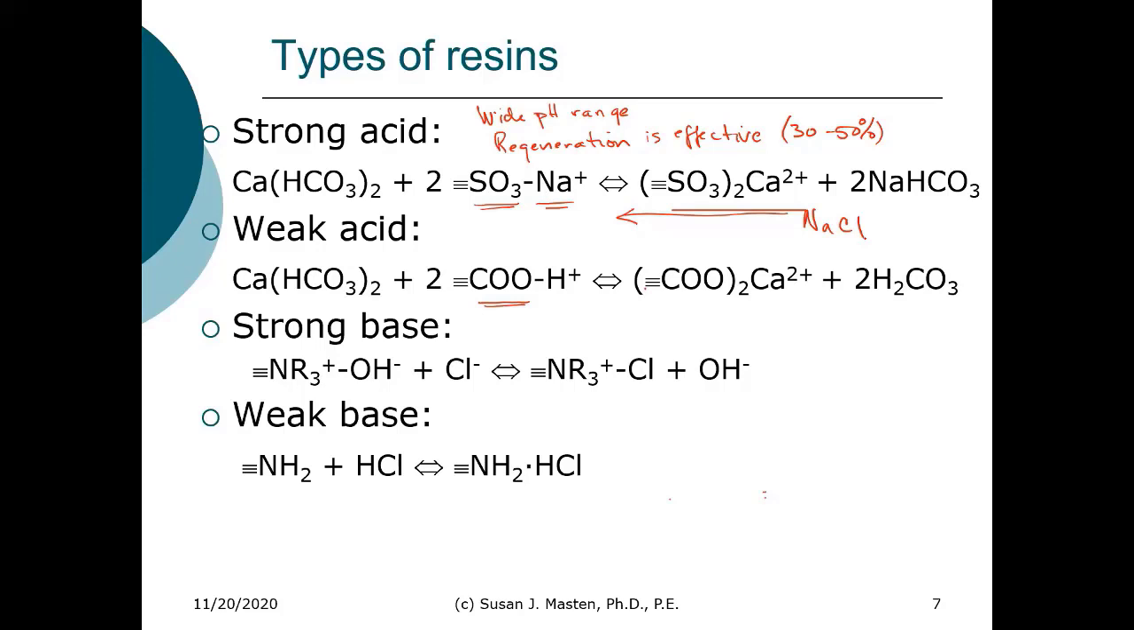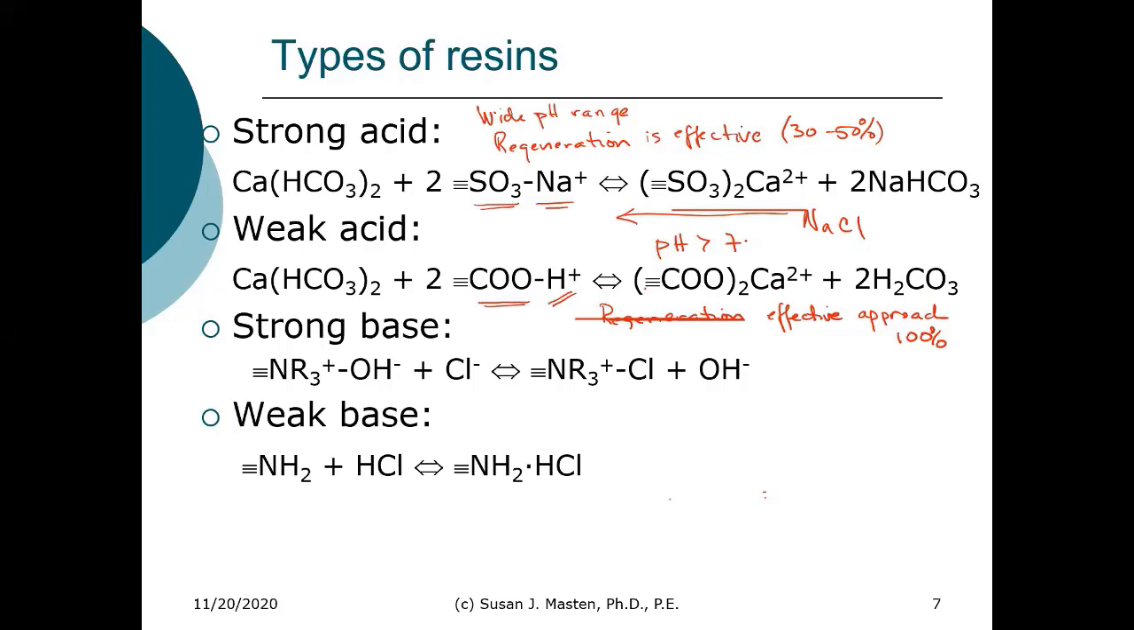With a weak acid, the way that this is shown here, this could also be in a sodium form, but it's shown in a hydrogen form. Here, regeneration is much more effective, and it can approach 100%. So we can get essentially complete regeneration. The problem here is we can operate these only if the pH is greater than 7. So most effective if that pH is greater than 7.